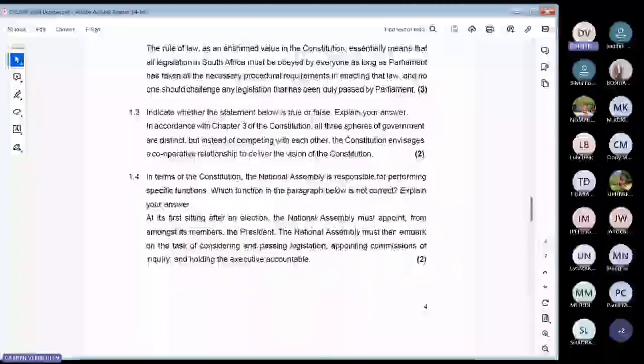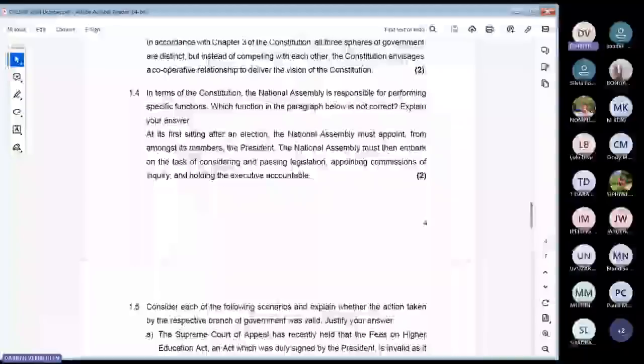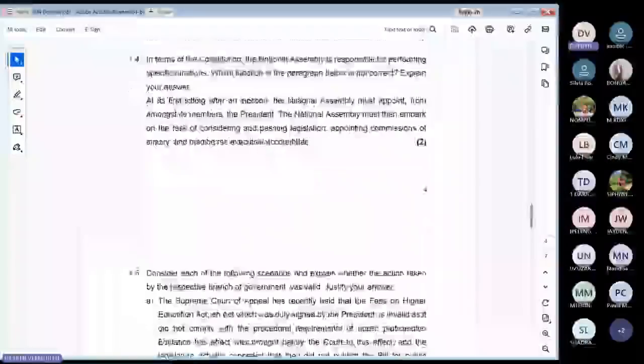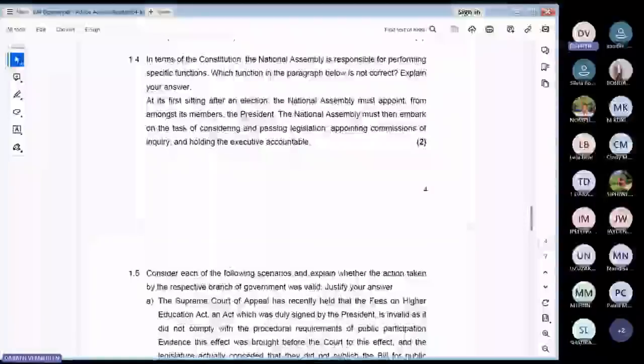Okay, so 1.4. In terms of the Constitution, the National Assembly is responsible for performing specific functions. Which function in the paragraph below is not correct? At the first sitting after an election, the National Assembly must appoint from among its members the President. The National Assembly must then embark on the task of considering and passing legislation, appointing commissions of inquiry, and holding the executive accountable. So now we know from the question that some of those are true and some of them are not. So which one do we think is not correct and why?